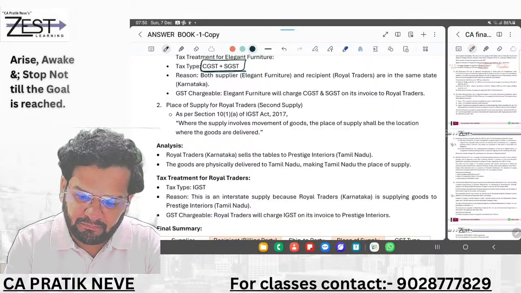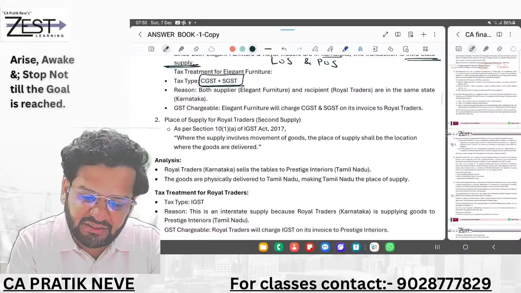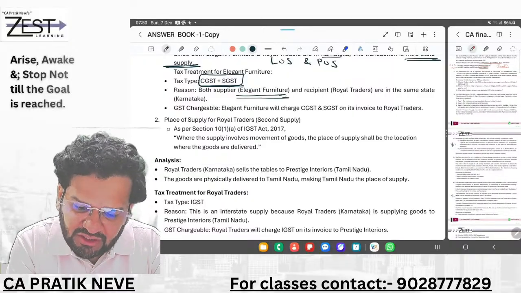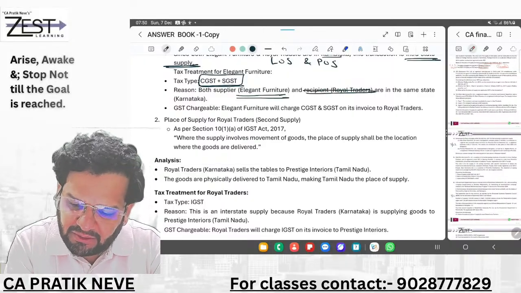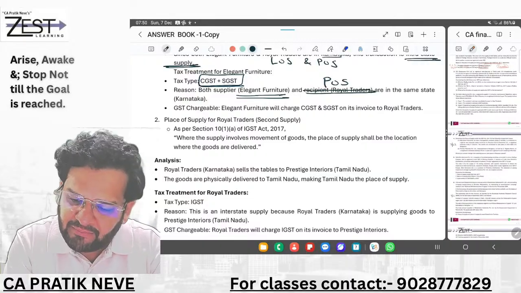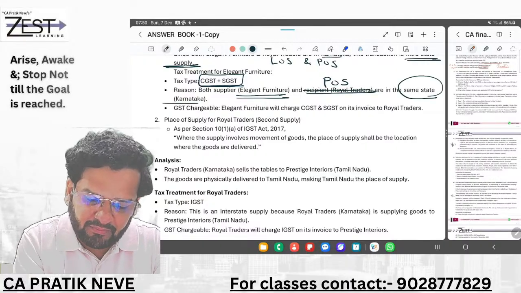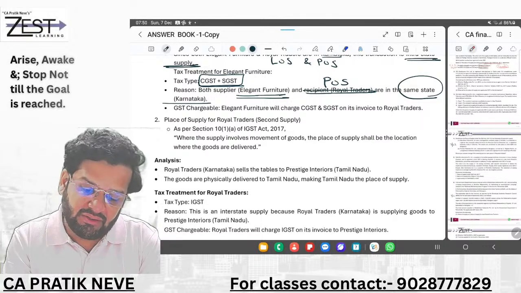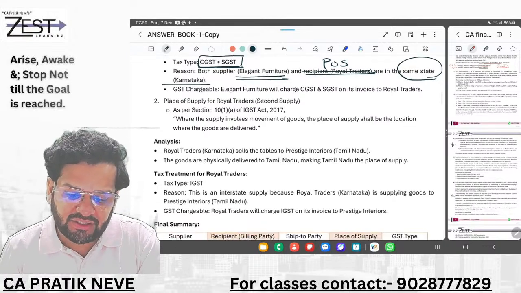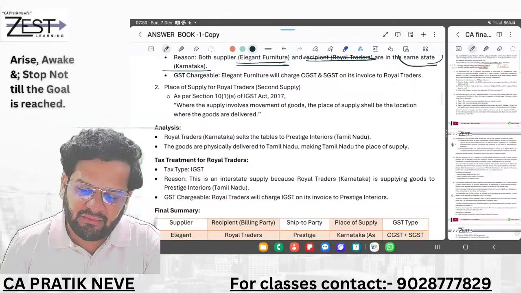Okay. Reason is Elegant Furniture and the place of supply are in the same state. It is chargeable to CGST plus SGST. Okay.